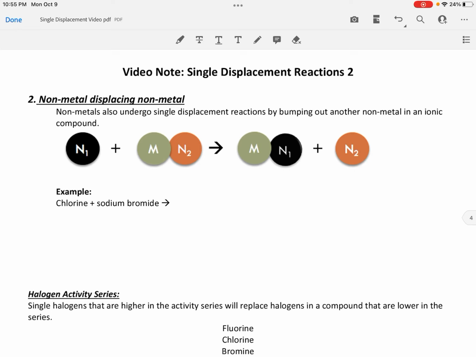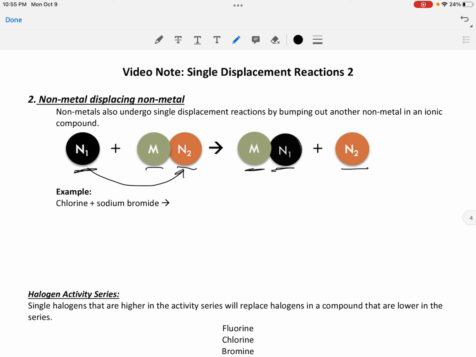So next we're going to look specifically at single displacement reactions of nonmetals displacing nonmetals. So here we have nonmetal number 1 comes along, it sees an ionic compound, a metal bonded to a nonmetal, and it bumps out that nonmetal 2, steals the metal for itself, and now nonmetal 2 is the single element on its own. So let's look at an example here.